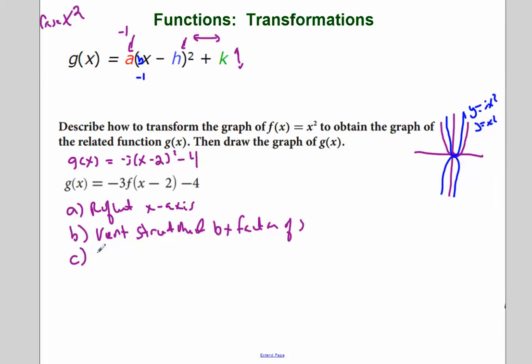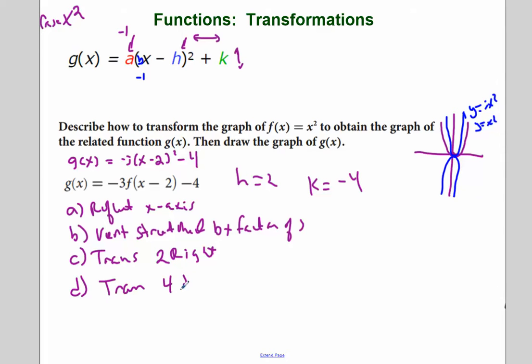Well, we translated it. We translated it twice. We have h, which is equal to 2, and k, which is equal to -4. So I went 2 to the right and 4 down. So I translated it 2 right, and I translated it 4 down. Okay?